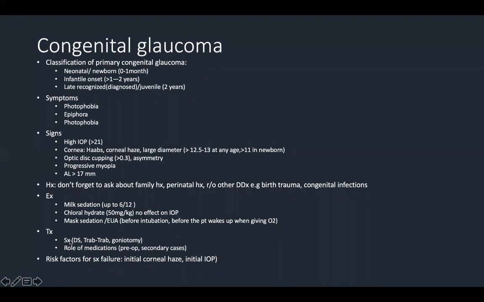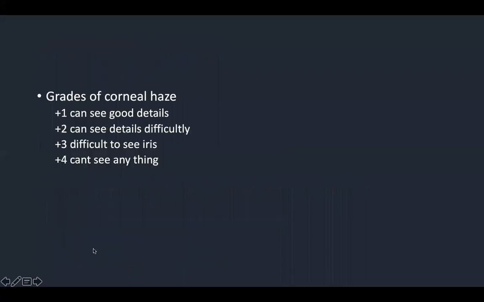This time can be very accurate. Then you have many surgical options. You have to mention the role of medication pre-op, just to lower the IOP by the time you go to surgery. You have to avoid alpha agonists, keep it in mind, and it's better to give a beta blocker 0.25. The risk factors for failure: the more severe the glaucoma, presenting with more severe corneal haze or higher IOP, the higher the risk of failure.